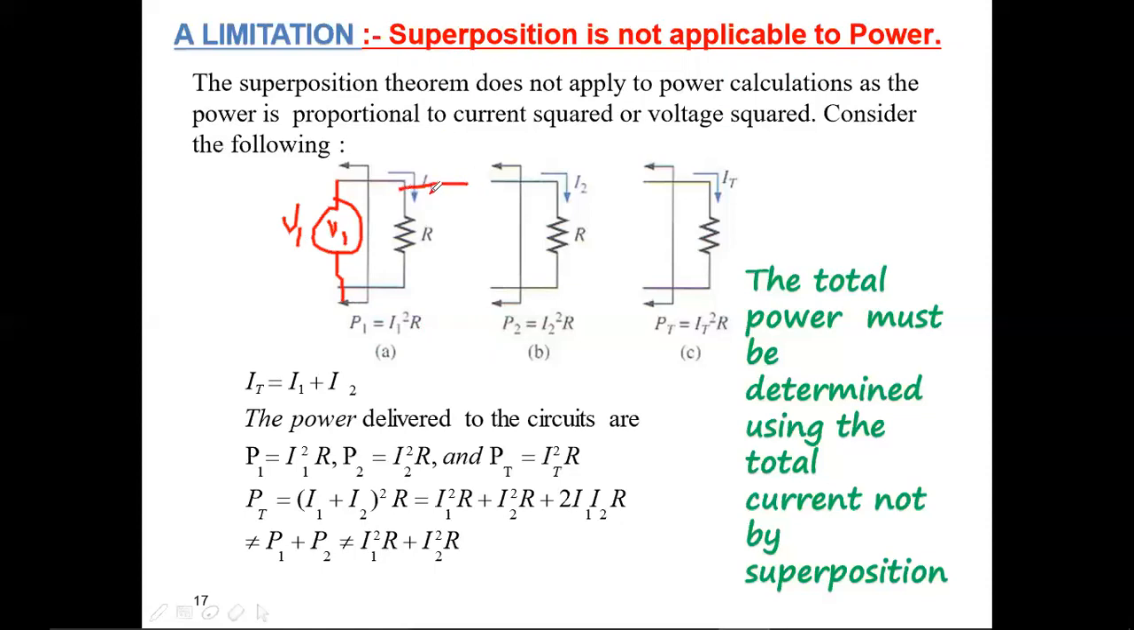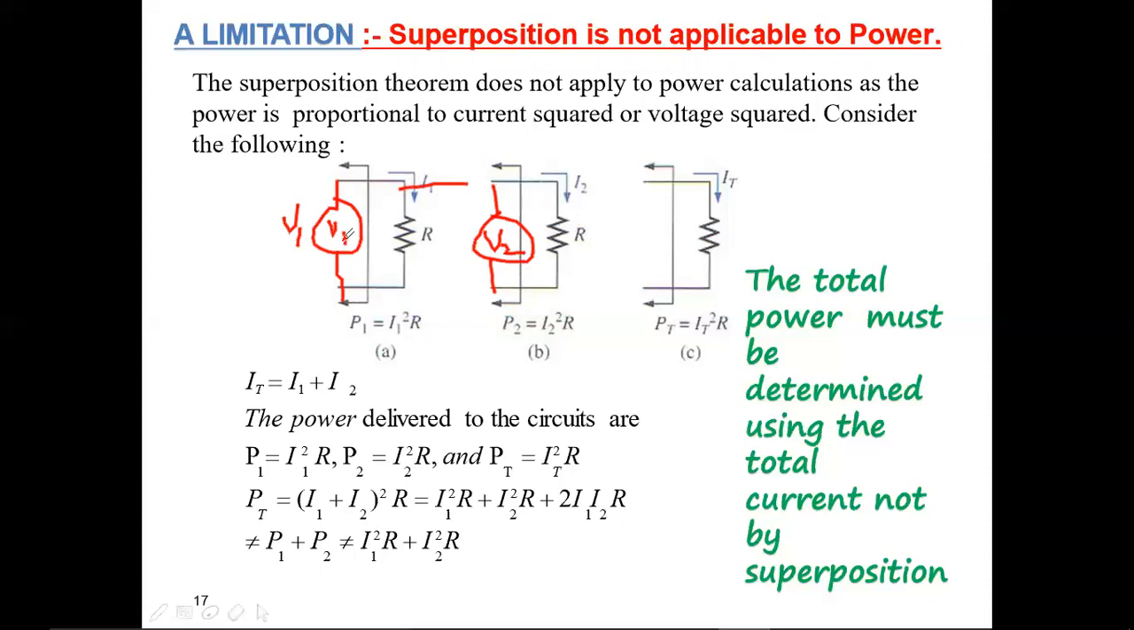Then, for the same resistor, I am using V2. With V1 and V2 both, the current is going to be measured.